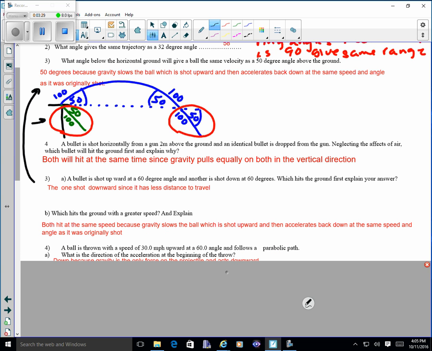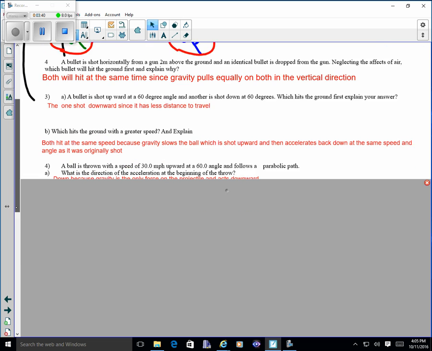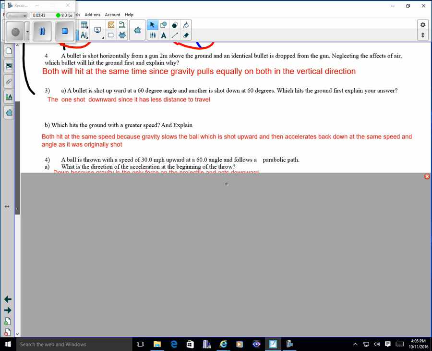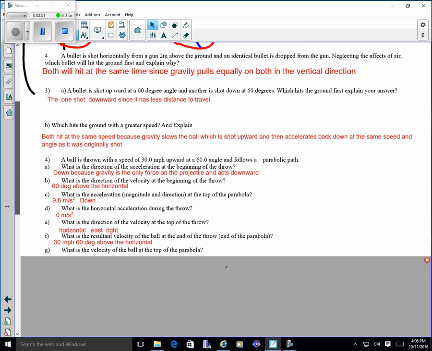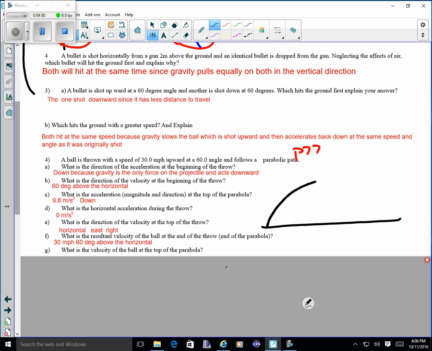Number 4, it says a ball thrown at 30 miles per hour at 60 degree angle going straight up. And now I want you to look at page 77 of your book, because it's going to give you a bunch of different diagrams here about a projectile that goes up like this, and it comes back down. Boy, that's a good parameter. And so this is now 30 miles per hour. That little arrow right there, vector is 30. And this angle right here is 60.